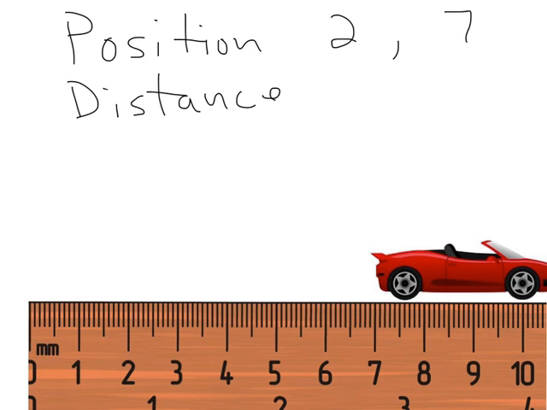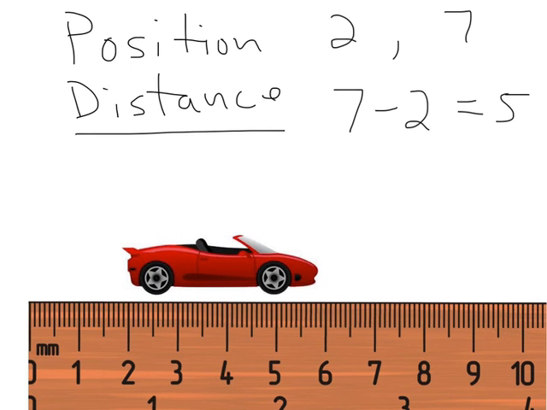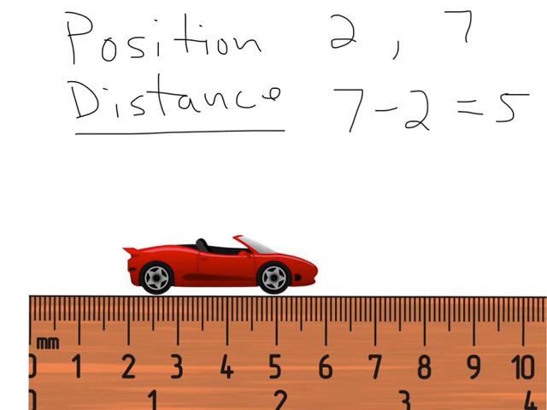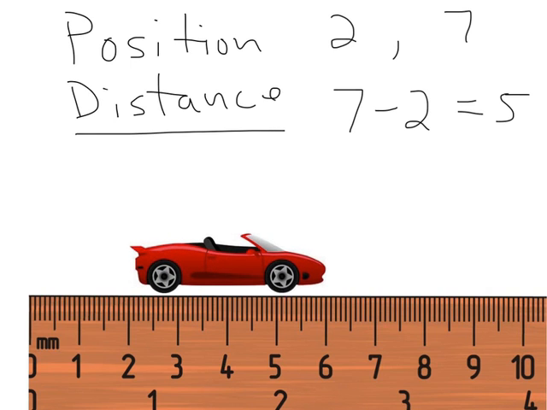And then we could ask, what distance did the car travel? The car ended at 7 and it started at 2, so the car went 5. So we would say that the position is the location of the car on some reference system, which in our case is this ruler. The car can have various positions. The distance is the difference between two positions. So the car went a distance of 5.